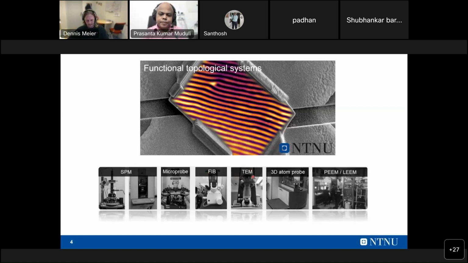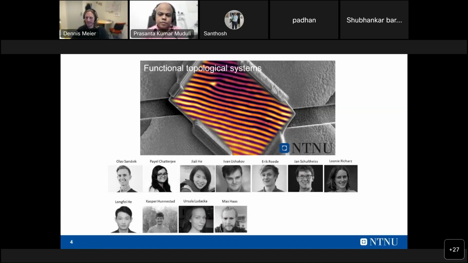We also do TEM investigations to look at the atomic scale, 3D imaging by atom probe, and every now and then we also go to the beamline to do some PEEM and LEEM measurements. But the instruments would all be useless without the nice people running them and our specialists in the team. So here you see a snapshot of the group at the beginning of the year. So we're usually around 10 people, sometimes a little less, sometimes a little more. And they are working on the different instruments and collecting the data.